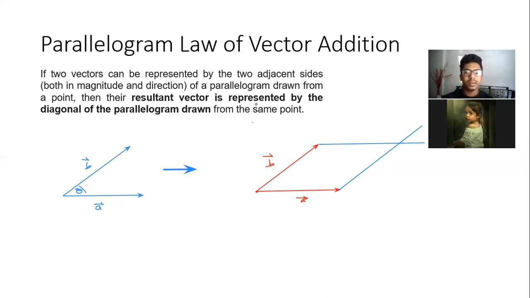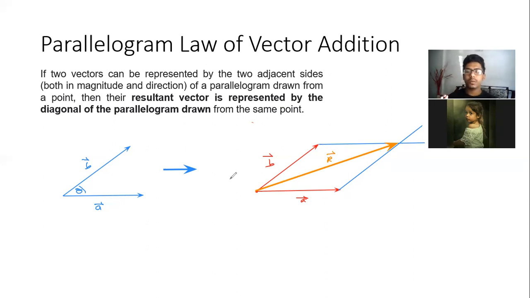Now their resultant vector is represented by the diagonal of the parallelogram drawn from the same point. So from this point, I draw a diagonal, from here to here. This is the resultant, you can say R vector. So this is the parallelogram law of vector addition.